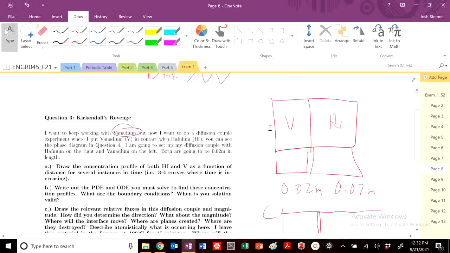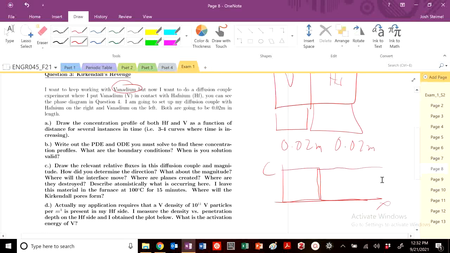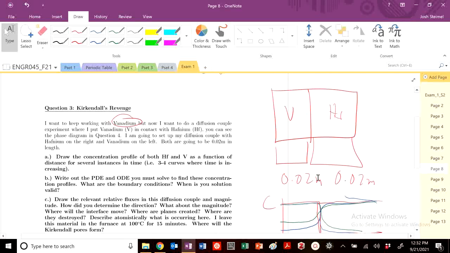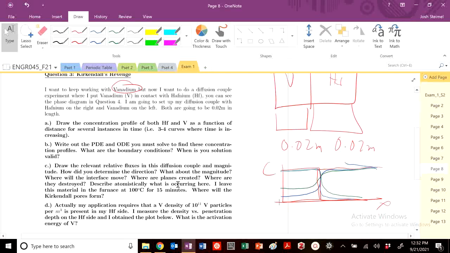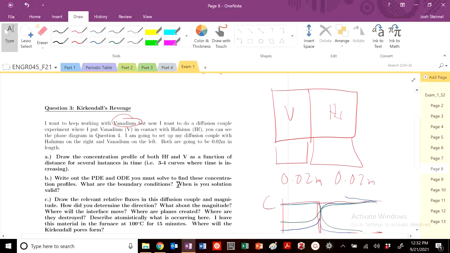So if I draw another curve, let's just keep looking at hafnium. At another time for hafnium, it's still going to be 1 here, but then I'm going to start to diffuse in, and then for my other time, it's going to be like that. Now, for my vanadium, it'll be like this, and then still a little bit like this, and a little bit increasing. But anyways, nothing compared to hafnium.